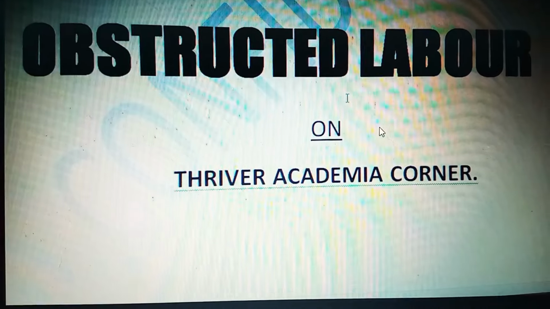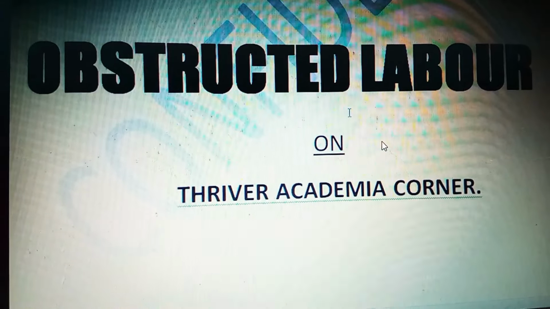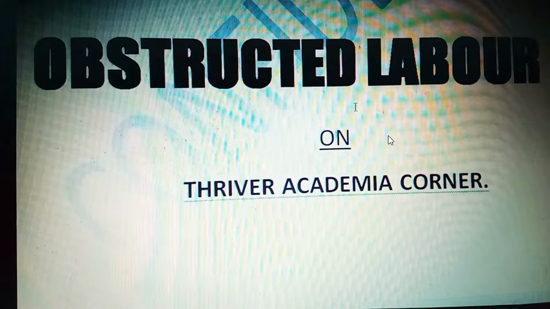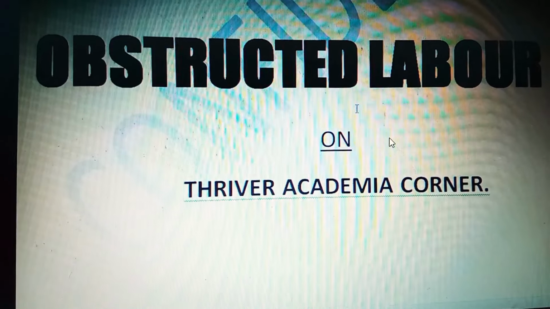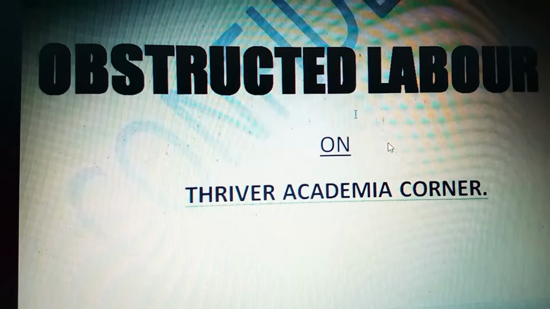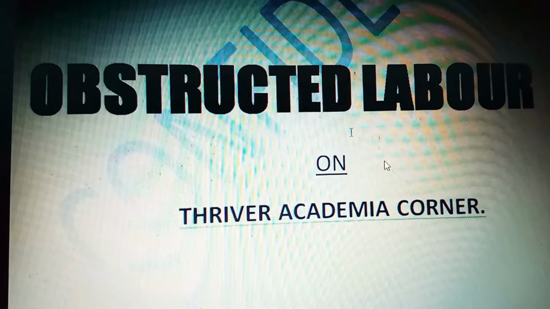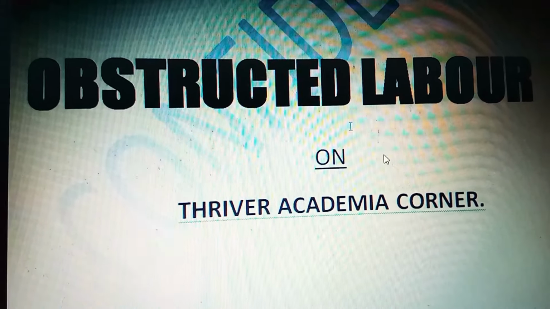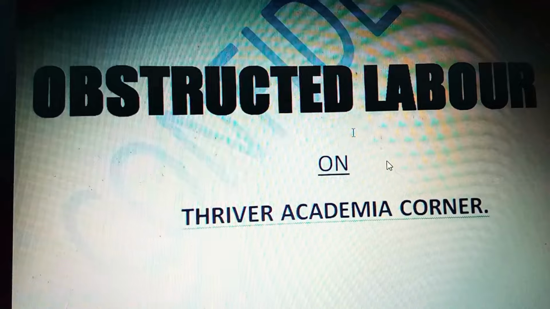Obstructed labor is a complication of delivery, and it's an obstetric emergency. If not managed properly, these are the same conditions which increase the maternal mortality ratio.